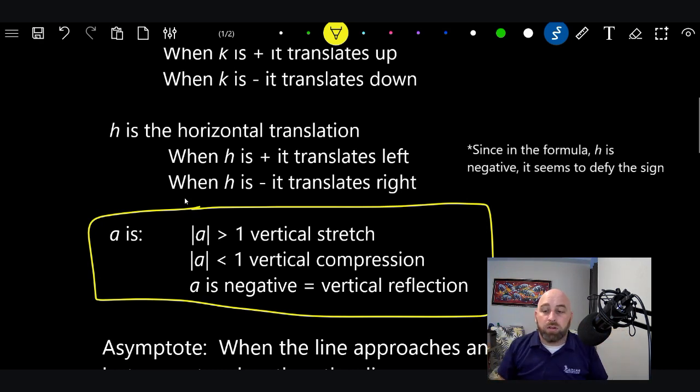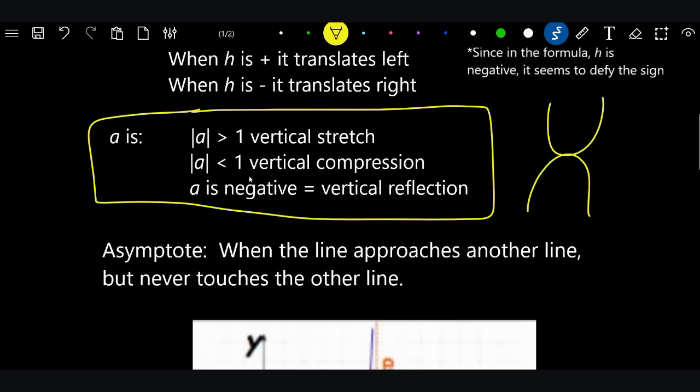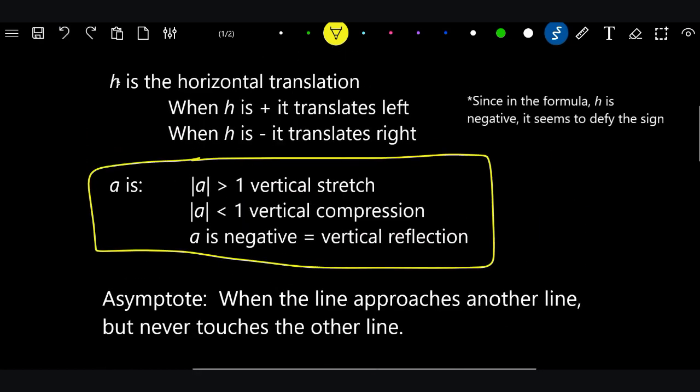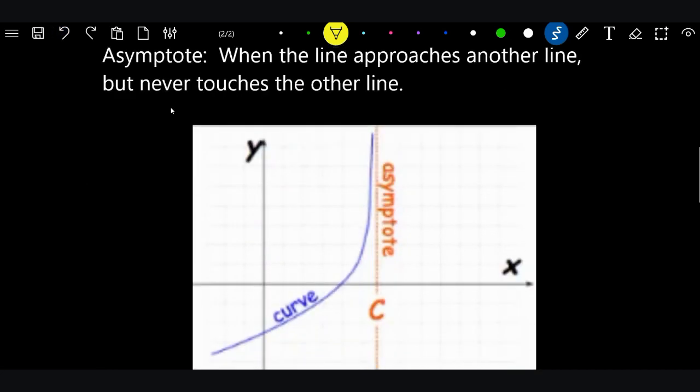Or in other words, and we did this with parabolas, if the parabola is going up, when the A is negative, it reflects it back down. Okay? And we've talked about that quite a bit, about the reflection principle there. All right. One new concept that we need to add in this section is what's called the asymptote.